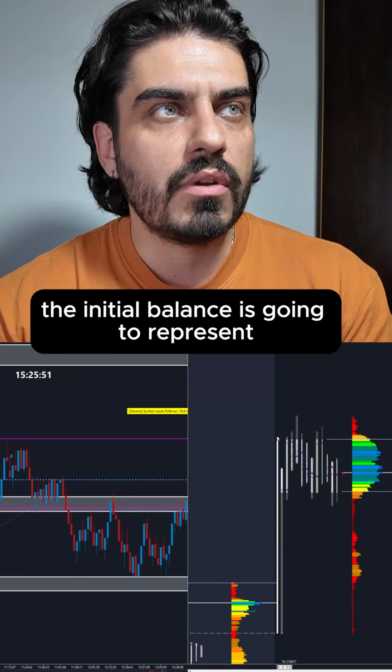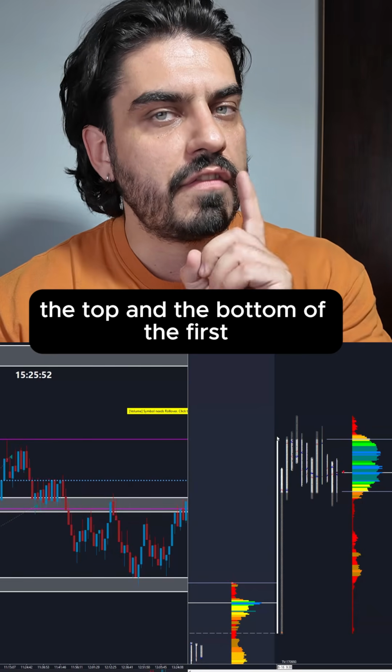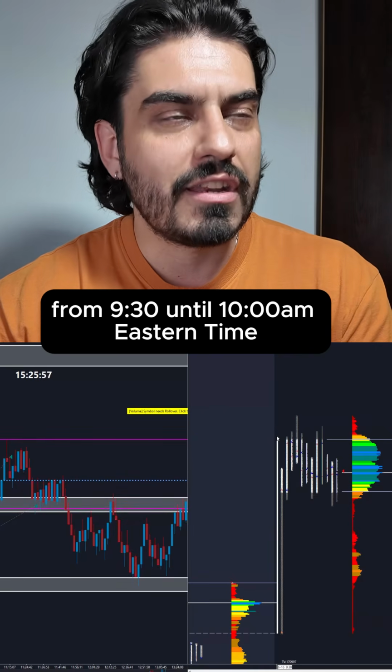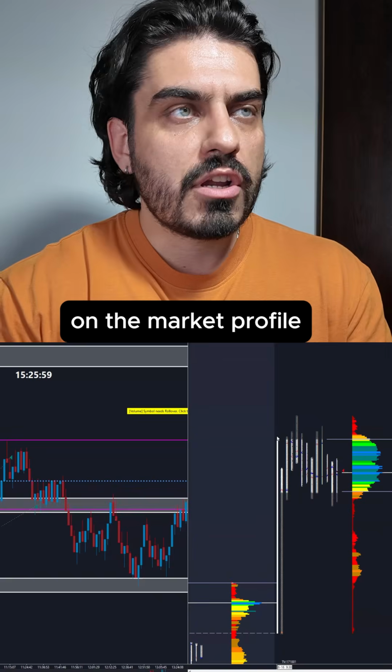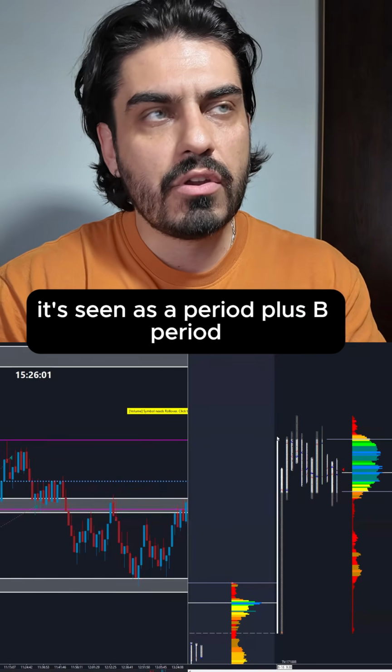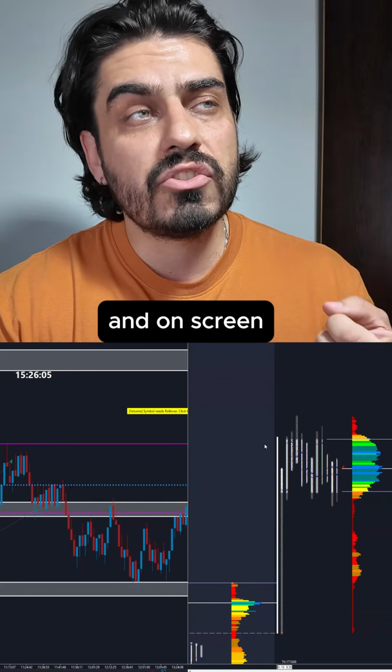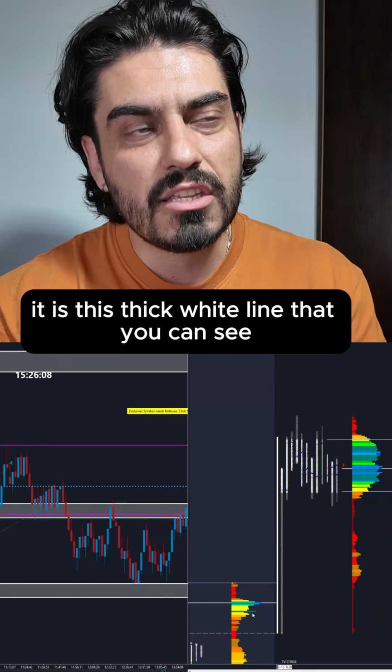The initial balance is going to represent the top and the bottom of the first trading hour of the day, from 9:30 until 10:30 a.m. Eastern Time. On the market profile, it's seen as A period plus B period. The highs and the lows create that initial balance. And on screen, it is this thick white line that you can see.